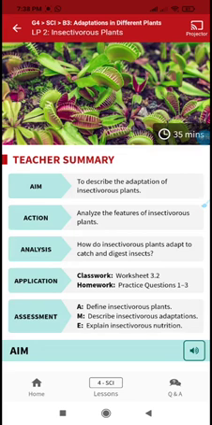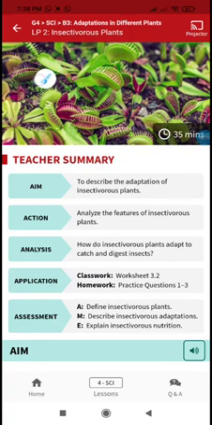In last class you learned about aquatic plants, the different types of aquatic plants, and their adaptations. These we have all completed, right? And in today's class you are going to learn about very interesting plants. They are insectivorous plants. You look at this picture.